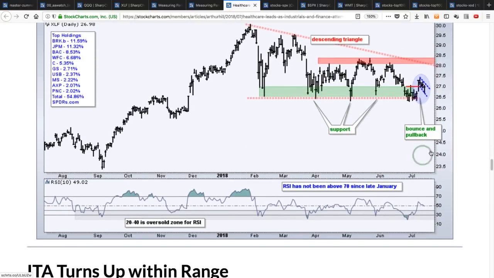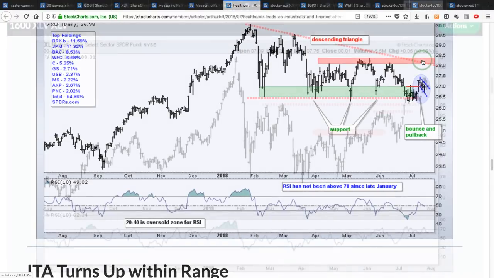And if you look at XLF, I highlighted that little flag after this breakout from the previous week. So XLF has been on the radar for a couple of weeks now, and now it's at this kind of moment of truth. And now let's turn to XLV and healthcare.